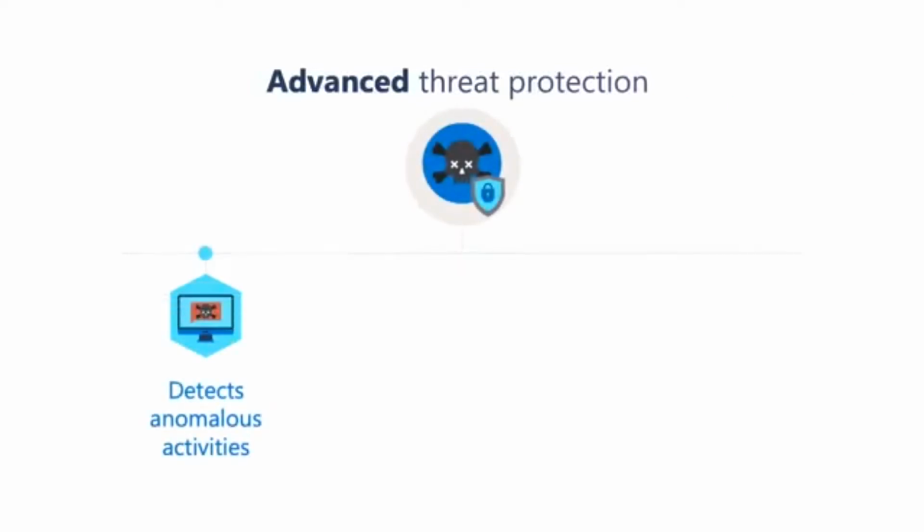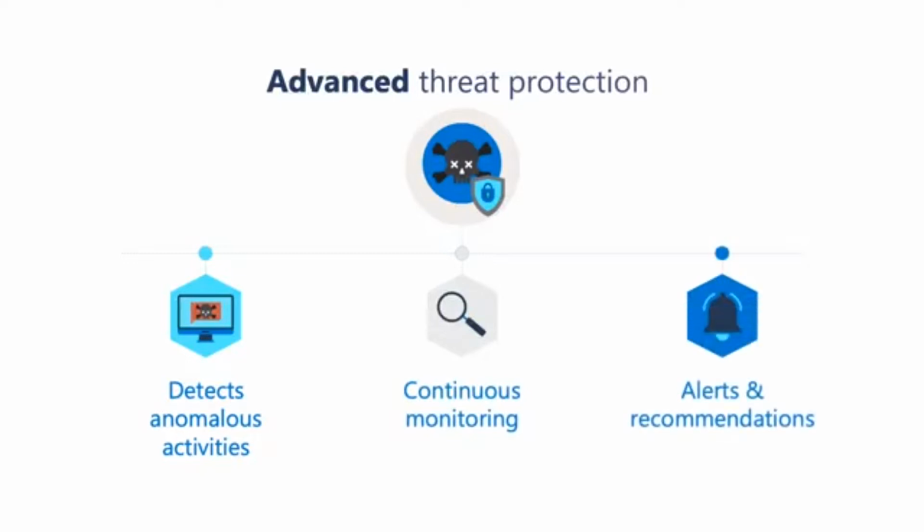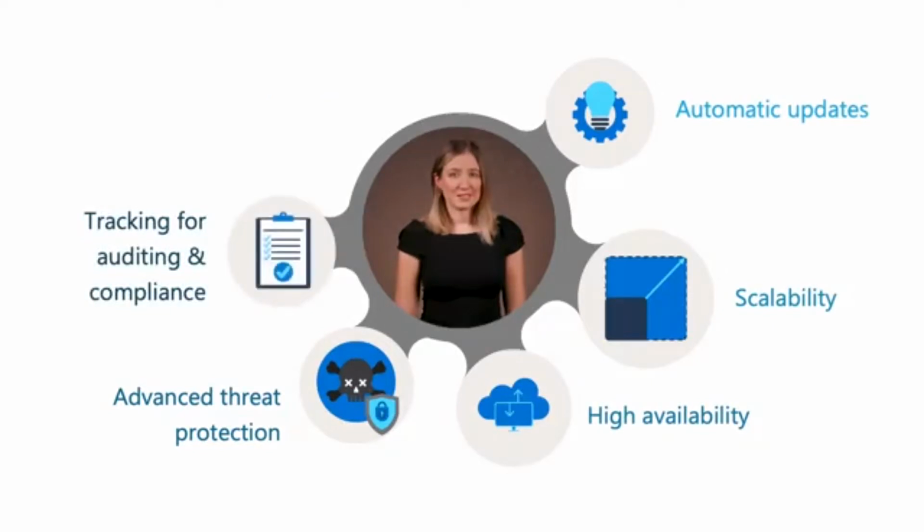Threat protection also detects anomalous activities that indicate unusual and potentially harmful attempts to access or exploit your database. It continuously monitors your database for suspicious activities and provides immediate security alerts on potential vulnerabilities, SQL injection attacks, and anomalous database access patterns. Threat detection alerts provide details of the suspicious activity and recommend action on how to investigate and mitigate the threat.